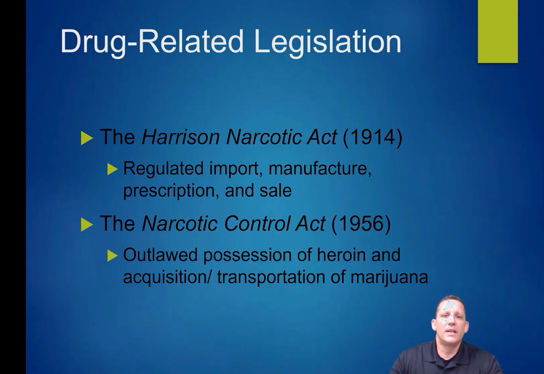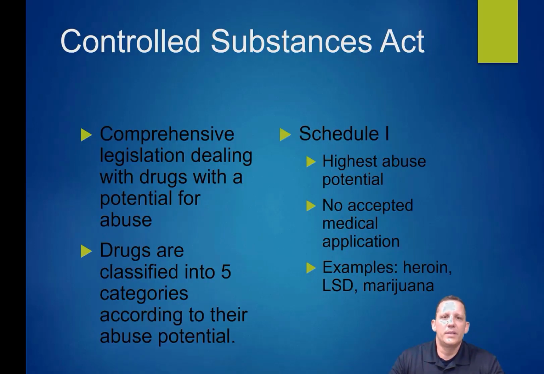The Harrison Narcotic Act of 1914 regulated the import, manufacture, prescription, and sale of most narcotics, obviously not the illicit drugs. The Narcotic Control Act of 56 outlawed those illicit drugs like heroin and the transportation of marijuana. Continuing on with the Controlled Substance Acts, that's comprehensive legislation dealing with drugs for potential for abuse. And this is done by legislators, not necessarily scientists or doctors, and the drugs are classified into 5 categories based on what the perceived potential of harm is for their abuse.